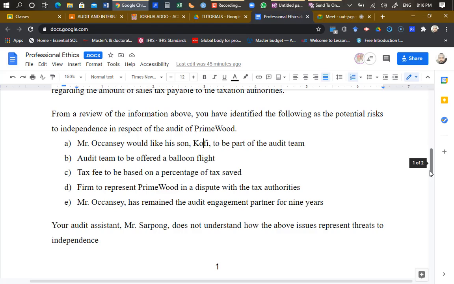Mr. Okansi has remained the audit engagement partner for 9 years. Mitigation is that Mr. Okansi should be moved from this engagement, the engagement of Prime Wood. He should be removed from the team that goes to audit Prime Wood, so that another partner joins. He should be made to join another team to audit a different company. And the firm should come up with a policy: a partner can be on a specific team for a maximum of 5 years, after which he has to be rotated. There has to be some cooling-off period. Okay, so these are how you can handle questions in this area.